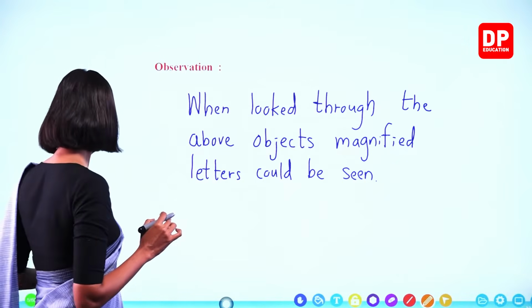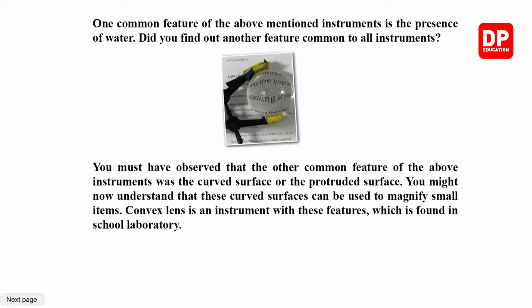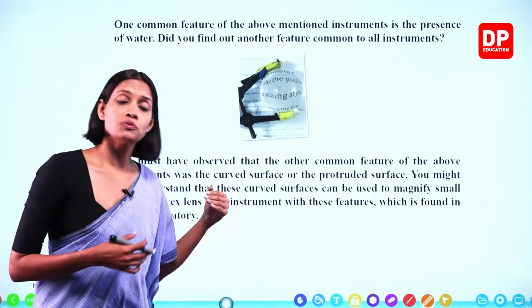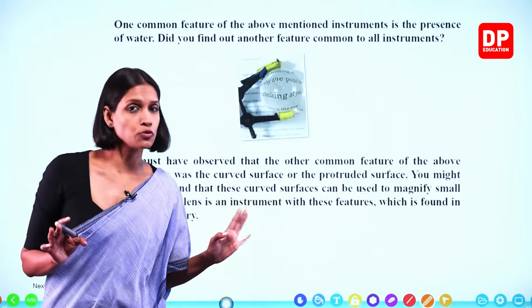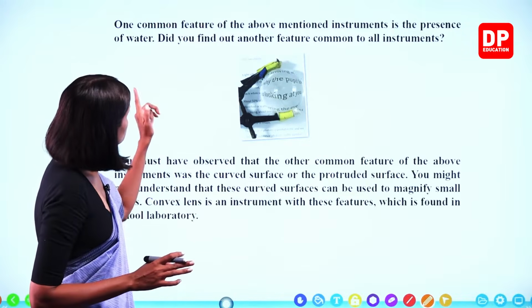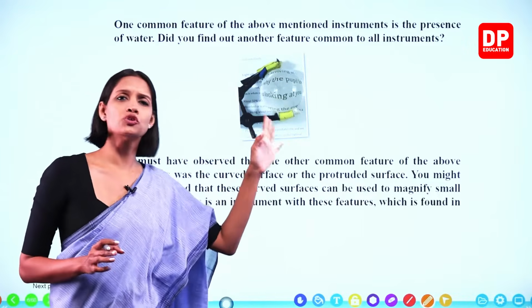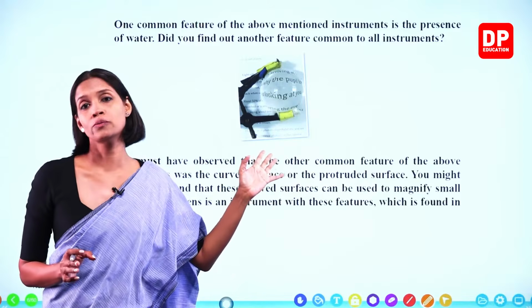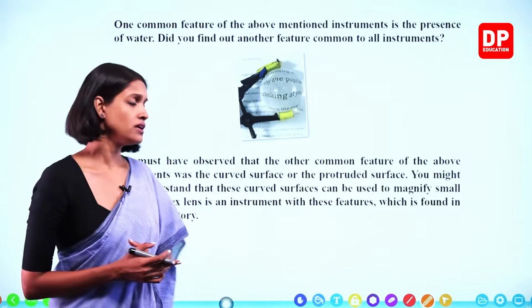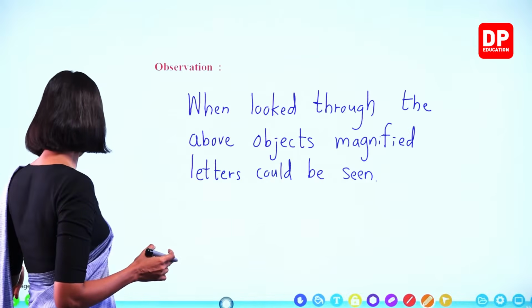Right, children? Okay. Now, one common feature of the above mentioned instruments is the presence of water. So, most of those objects contain water. Did you find out another feature common to all instruments? What is the other feature common to all instruments, children? Now, we'll go back to our objects, children.